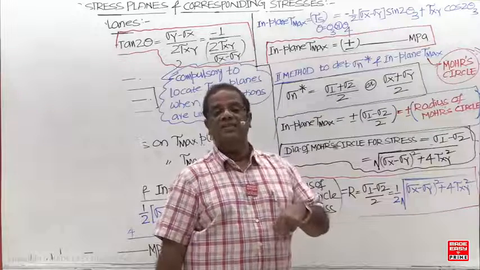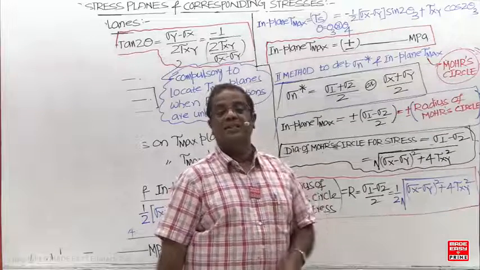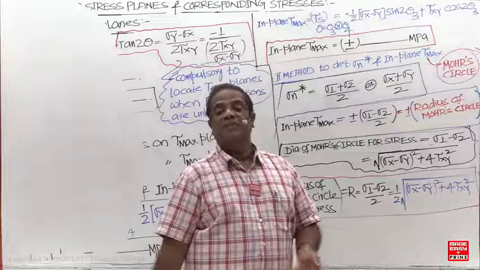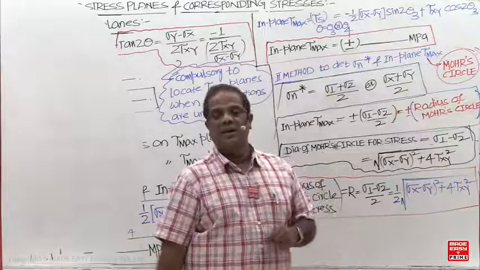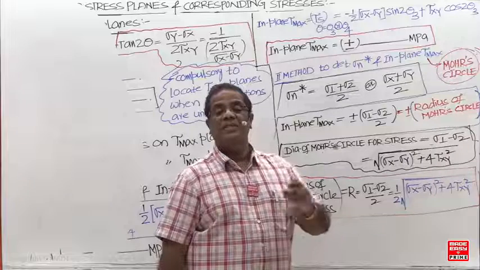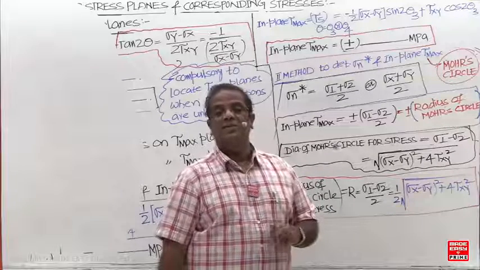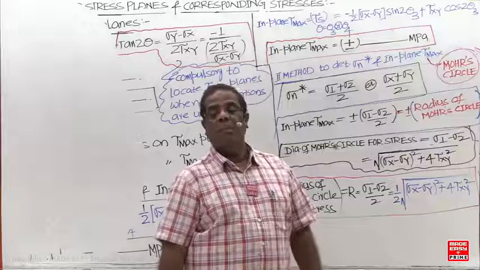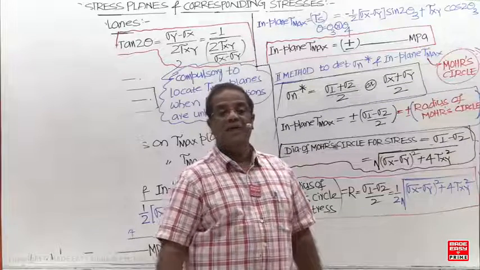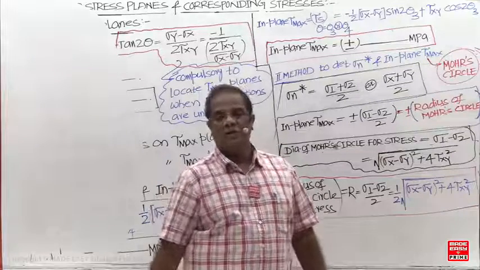If theta 1 is 30 degrees, then automatically theta 3 will be 30 plus 45, 75 degrees. And once theta 3 is 75, what about theta 4? The angle between theta 3 and theta 4 is 90, so theta 4 is going to be 165 degrees. So if I know the principal plane location, you can directly get the tau max plane location.